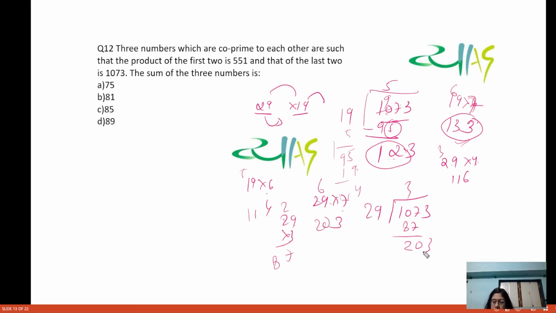Now we know 7 nines are 63, 6, 14, 203. So this is divisible. How many times? We got this 37. This is also a prime number. So obviously the addition is 19 into 37 into 29. Now you know what the addition is. You will get 18 plus 7, 25, 2 here. You have 6 and 7, 75. So 75 is your answer. So this is how you do.